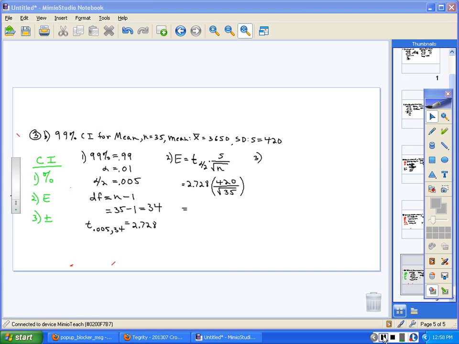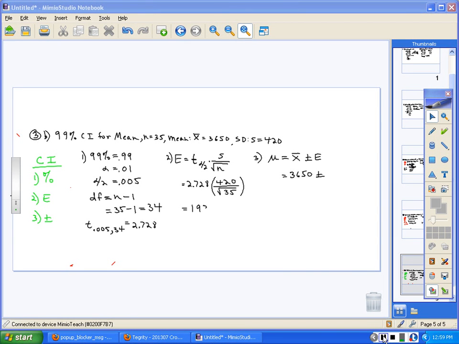One more comment. For step 3, I give you this formula in a handout. It's mu is equal to x bar plus or minus the error. And we know from up above that x bar is 3650, which is a whole number. In the previous one, for the proportion, we just rounded to 3 decimal places. For the mean, you round to match the data that you were given. And since 3650 is a whole number and it doesn't have any decimal places, we're going to round our error to a whole number.